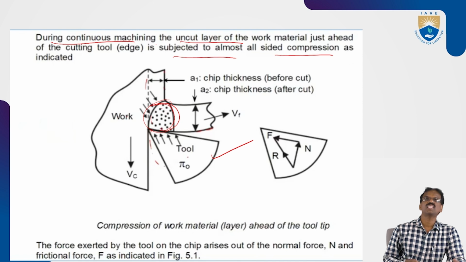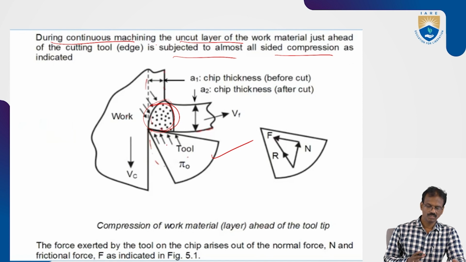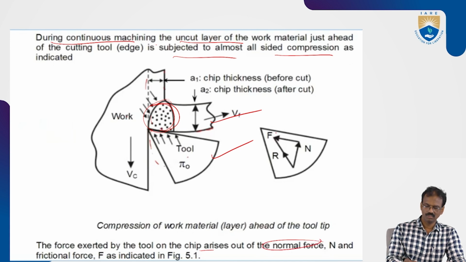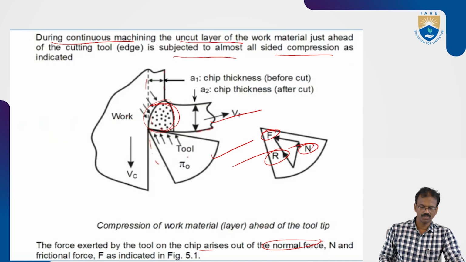Some deformation takes place when this compression force increases the yield strength of this material. The material will be torn and removed in the form of chips like this one. Okay, the force exerted by the tool on the chip arises out of the normal forces. So you will see three types of forces: the cutting force, the thrust force or normal force, and this one is the resultant. You can also see radial forces. So three types of forces you can take.